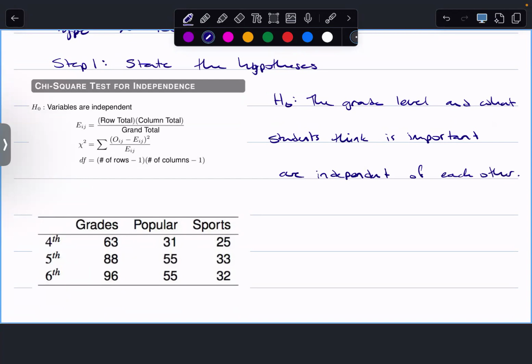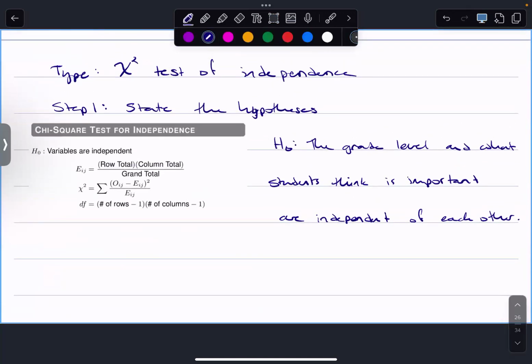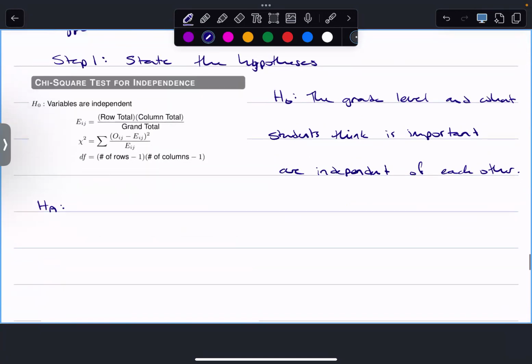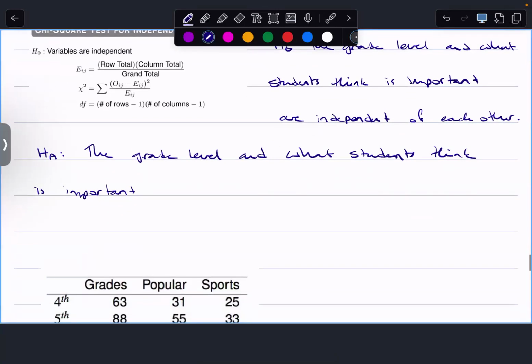This is where we get into the stuff where everyone who is really pumped for a math course is like, I didn't sign up for this. It's terrible. I know. The alternative, though, is just the flip side of that. So the alternative hypothesis is that the grade level and what students think is important are not independent of each other.